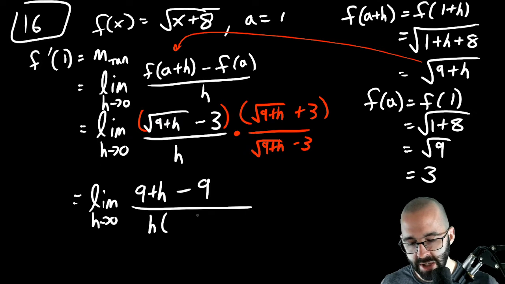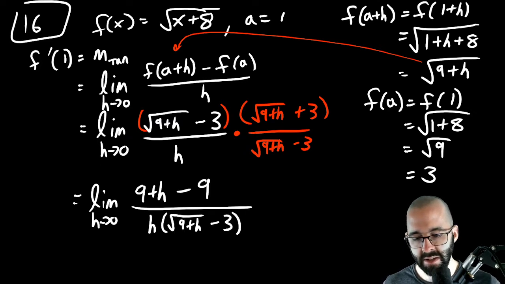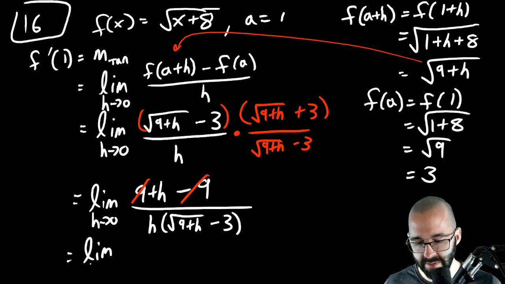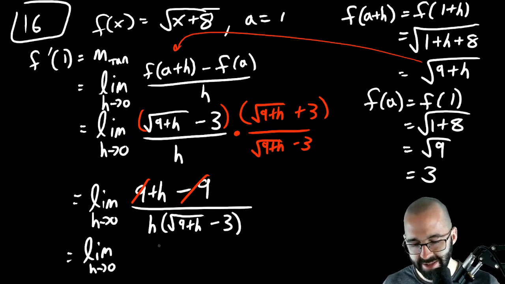In our denominator, we're going to leave this factored. A lot of times it's easier if we leave denominators factored. Plus 9 minus 9 cancels out, and we get something really nice. Well, relatively nice.